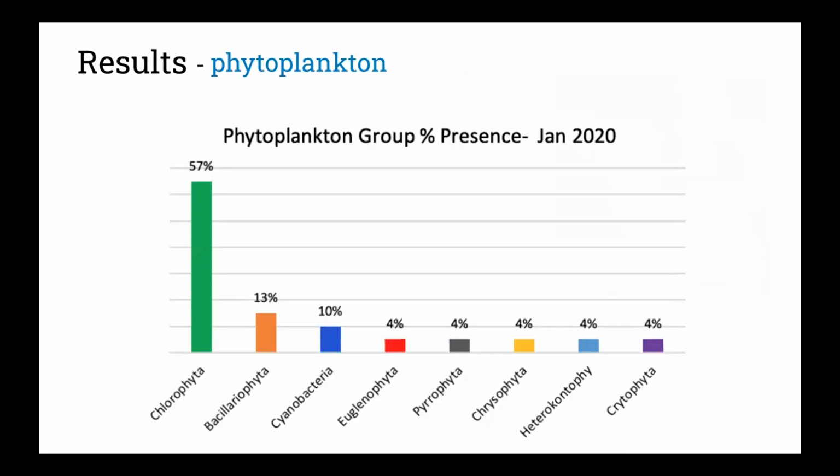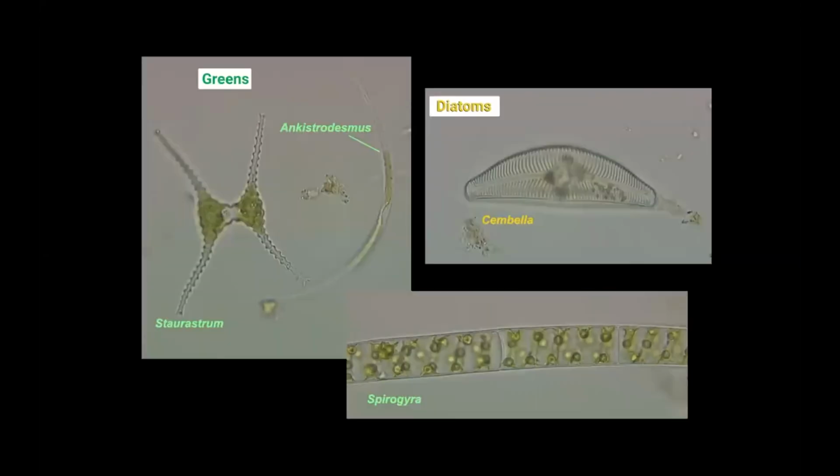So our results for the phytoplankton assemblage in January showed that 8 phytoplankton groups were present, and the greens, or the chlorophytes, were in the highest relative abundance at 57%, followed by the diatoms in the orange, and then cyanobacteria. So these are just some pictures of some greens that we saw, some chlorophytes. We saw Enchistrodesmus, Sterastrum, and Spirogyra, and then this was just a cute picture of a little diatom.